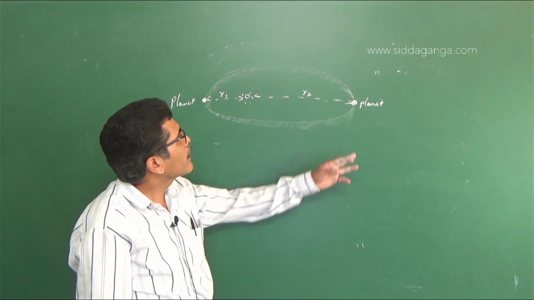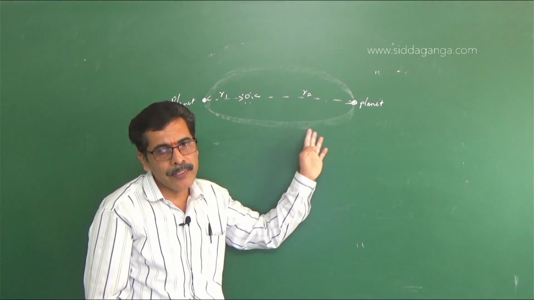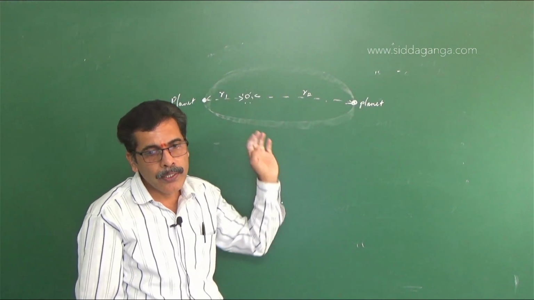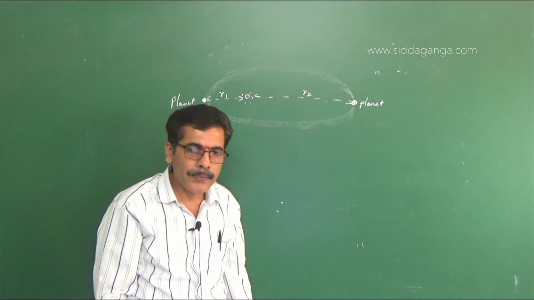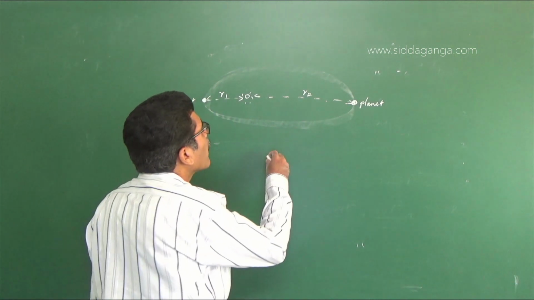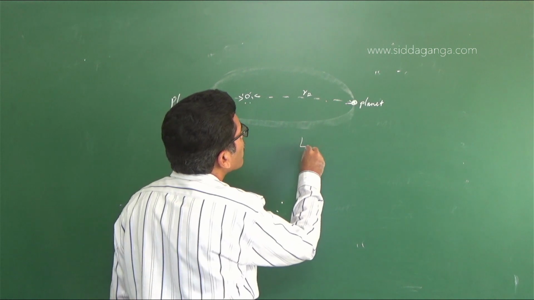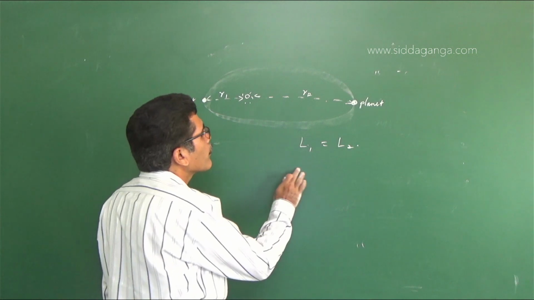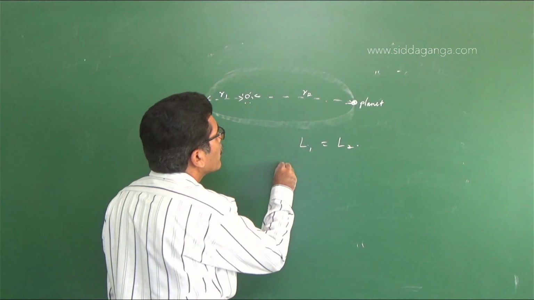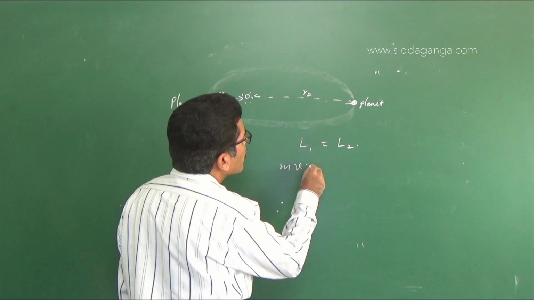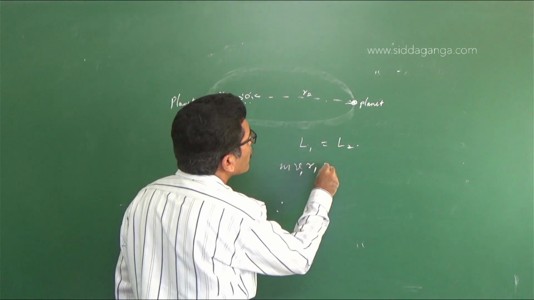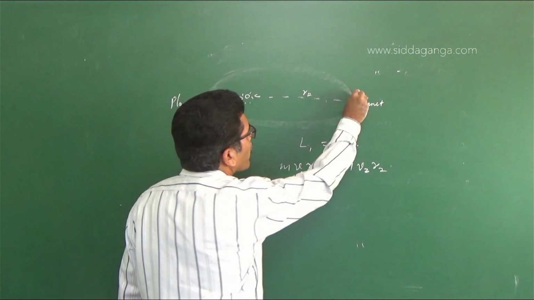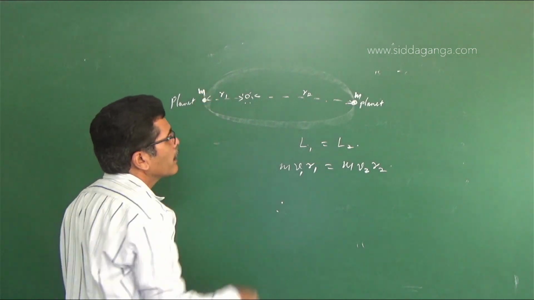So you know that when a satellite or a planet revolves around the sun, its angular momentum remains constant, right? Therefore, the angular momentum of the planet L1 is equal to L2. So what is L1 here? L1 is given by m v1 into r1. This is m v2 into r2. See, this is the planet of mass m, right?